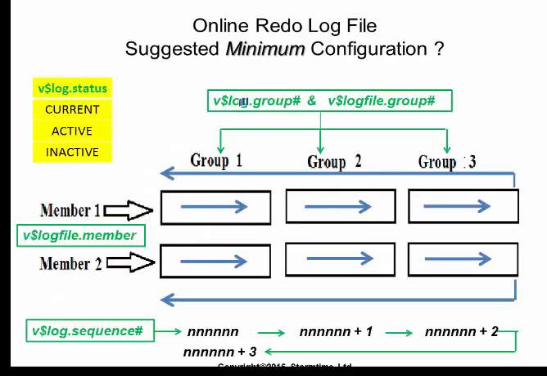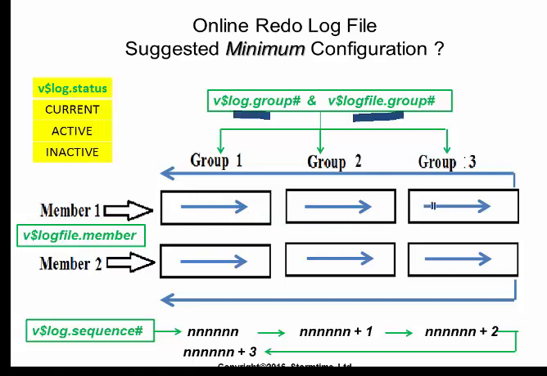On the data dictionary, you've got quite a lot of data dictionary views to do with log files. I'm showing you here the 3 groups which I've suggested, and in each group there are 2 members. So that's being multiplexed. It's writing to both of them at the same time. Don't forget there's a difference between mirroring and multiplexing. It starts on group 1, goes to group 2, group 3.